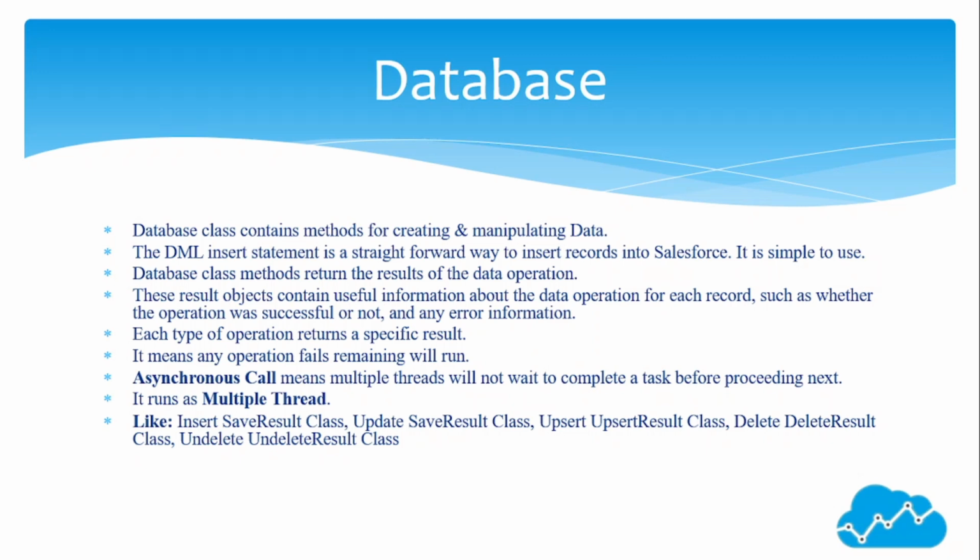Database class methods return the results of the data operation. These result objects contain useful information about the data operation for each record, such as whether the operation was successful or not, and any error information. Each type of operation returns a specific result. It means if any operation fails, the remaining will run.